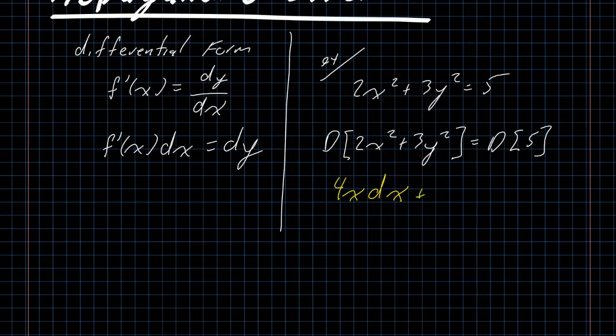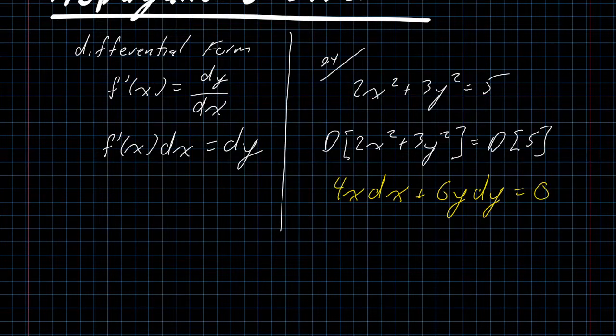When I take the derivative of 3y squared, I get 6y. But in order to think about it like that, I have to be thinking about differentiating with respect to y. And to denote that, I write down dy. On the right-hand side, the derivative of 5 is 0.